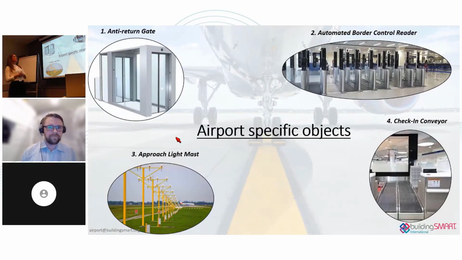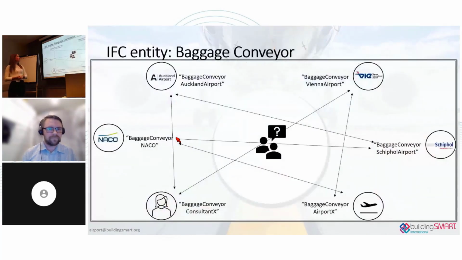So I think it's pretty clear. Just to give you an idea of some airport-specific objects, we have an empty return gate, automated border control readers, approach light mast, and check-in conveyors, just to name a few. Those 4 were actually used for a pilot that we did to add those entities to the bSDD. It was very successful, together with our colleague Maya Trifona, who's also part of the airport room. But the list is a lot longer than those 4.